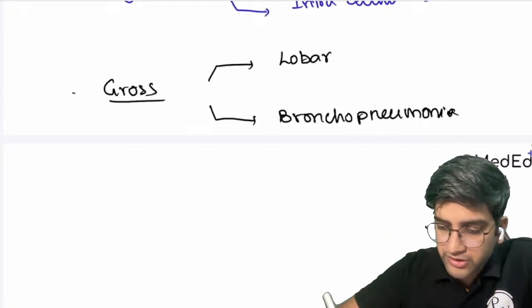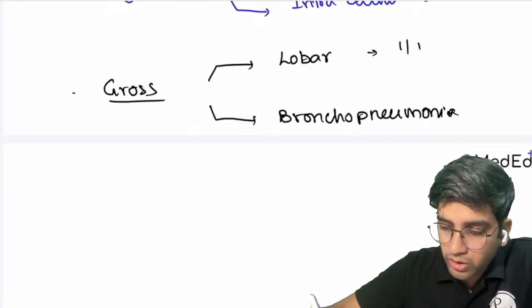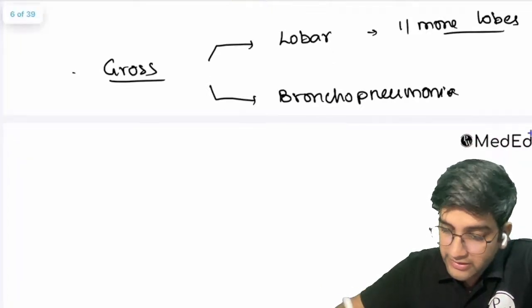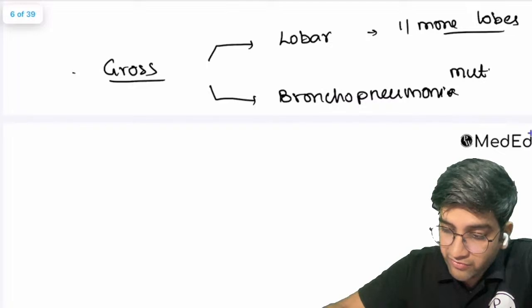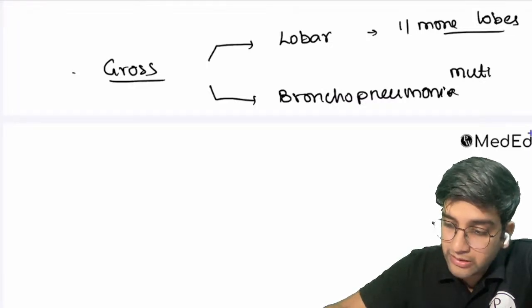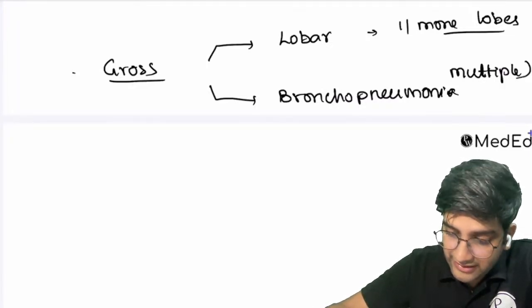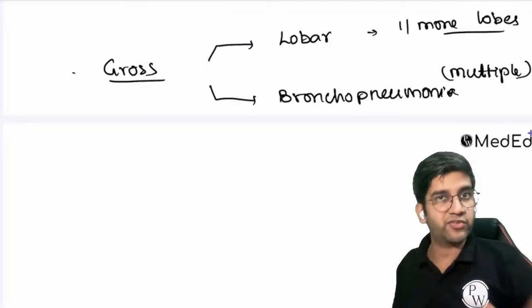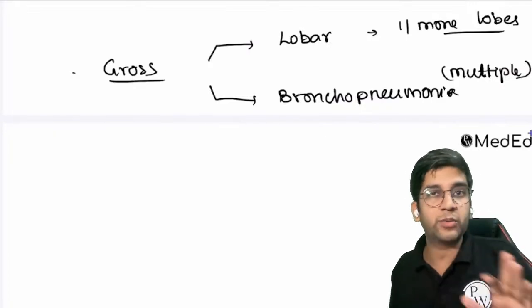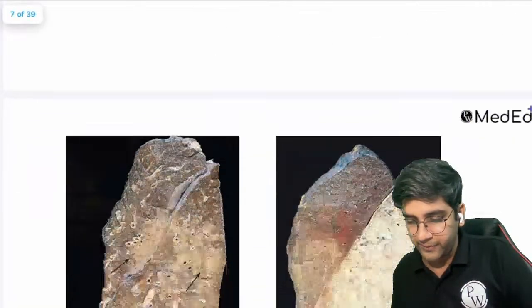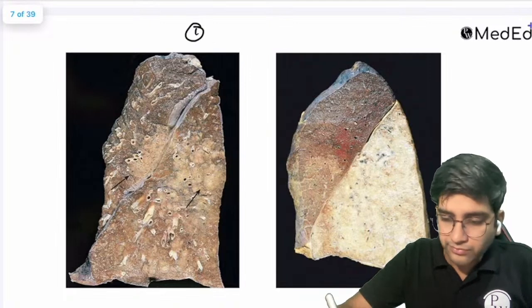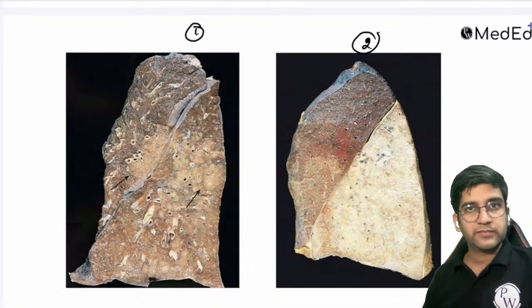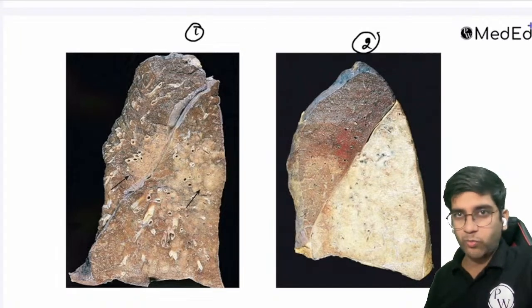So how do I identify them? Here, it's either one or more lobes. Here, the most important identifying factor will be multiple tiny areas. Because in broncho, it's not the entire lobe, right? I'll show you two images, both are from Robbins, and I want you to tell which is lobar, which is broncho. It's very, very simple to identify. Let's name it one, let's name it two. Which do you think is lobar? Who is online? I want you guys to answer, which is lobar pneumonia.